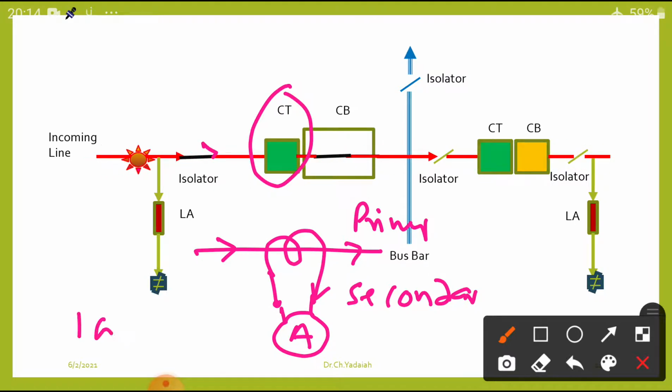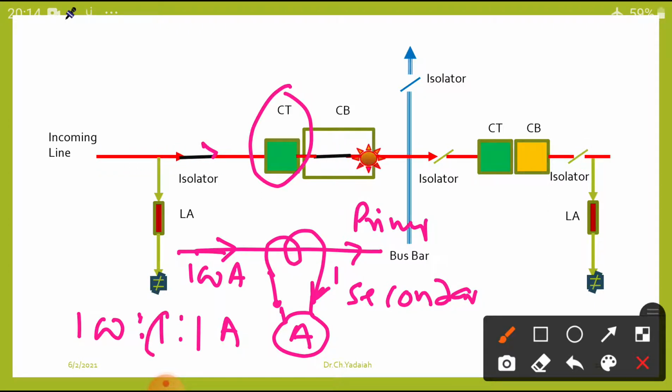So, 100:1:1 amperes. That means whenever 100 amperes flows in the primary, 1 ampere flows in the secondary. One ampere is connected to the reading purpose, to the meters, and another 1 ampere is connected to the protection purpose. That means 100 amperes, 1 ampere and 1 ampere under normal condition.